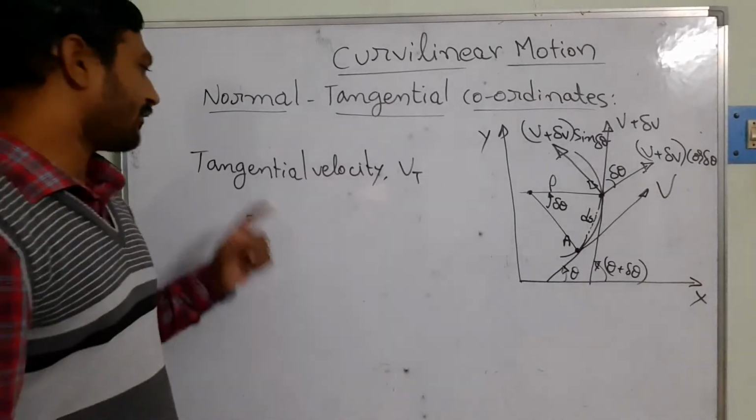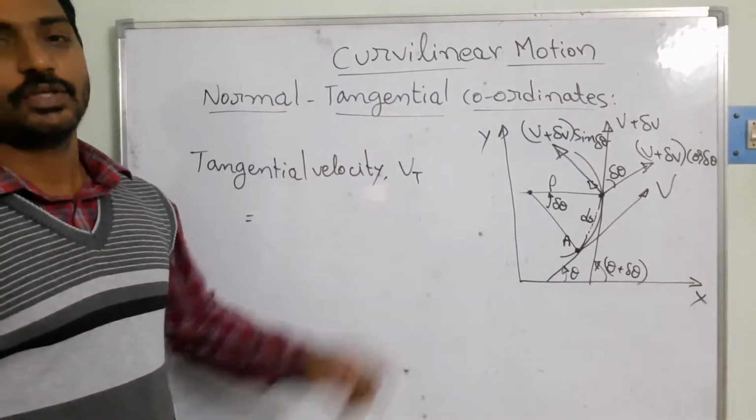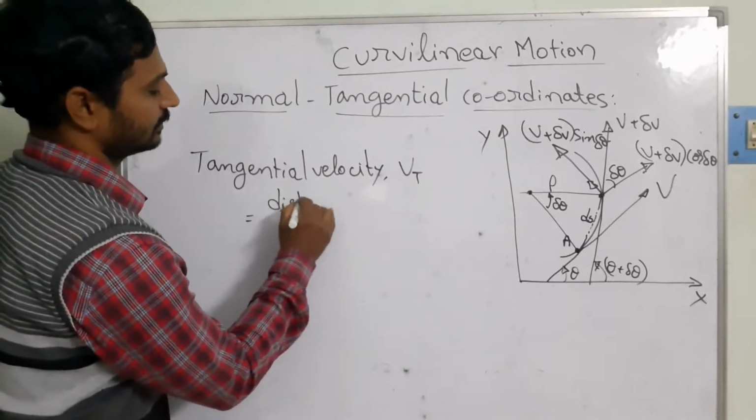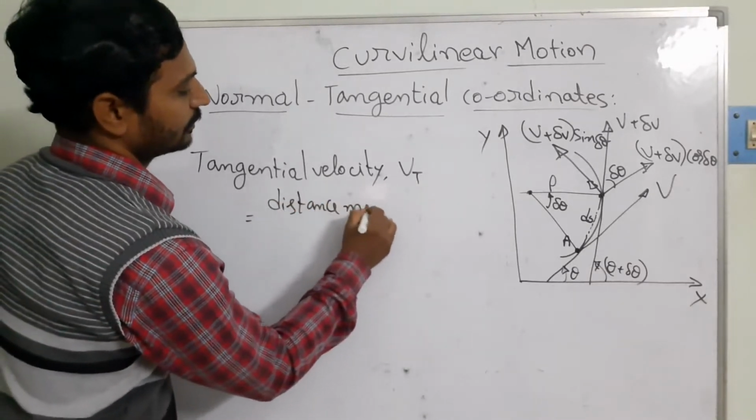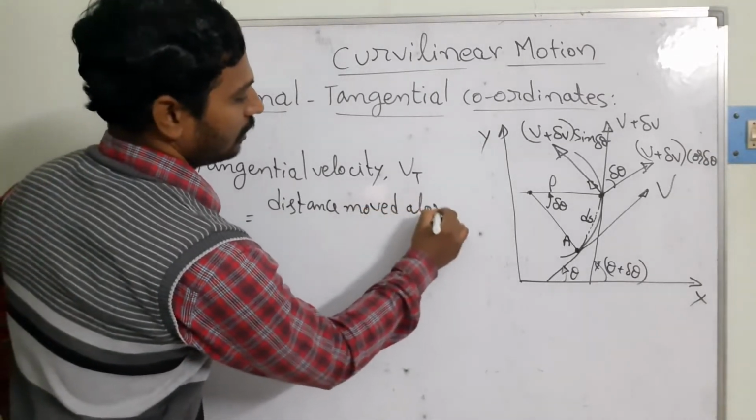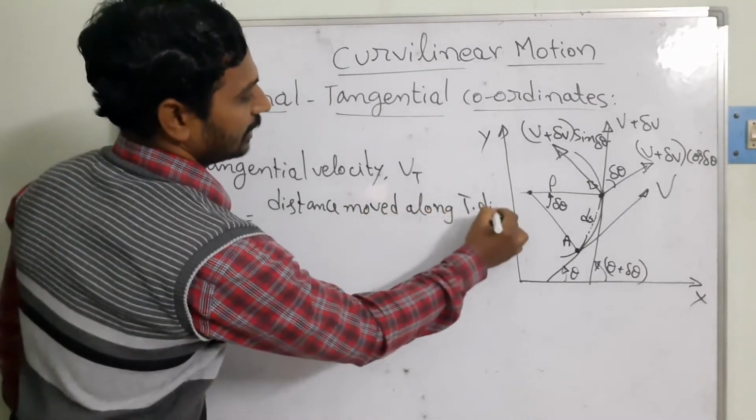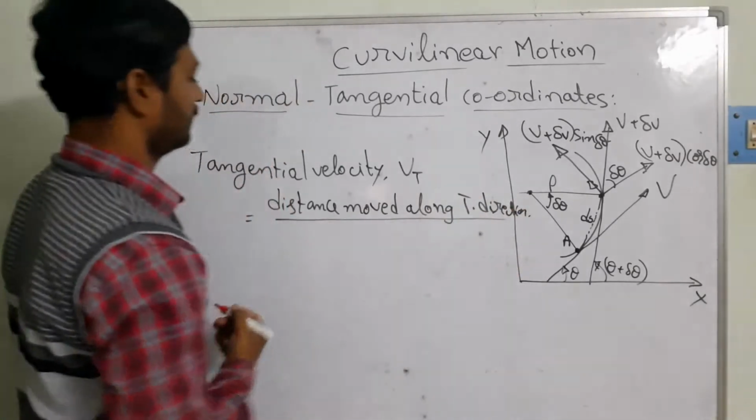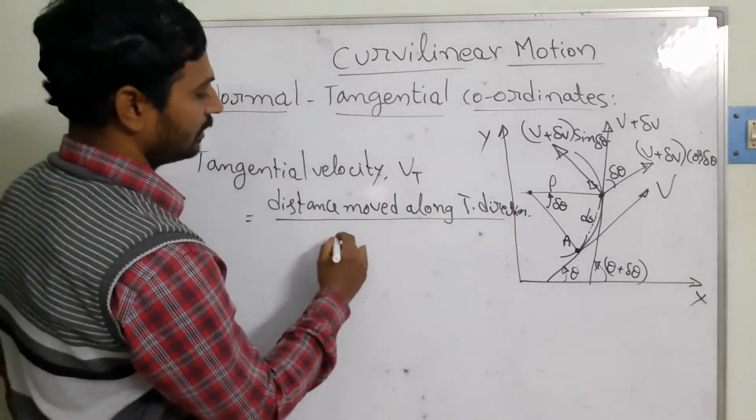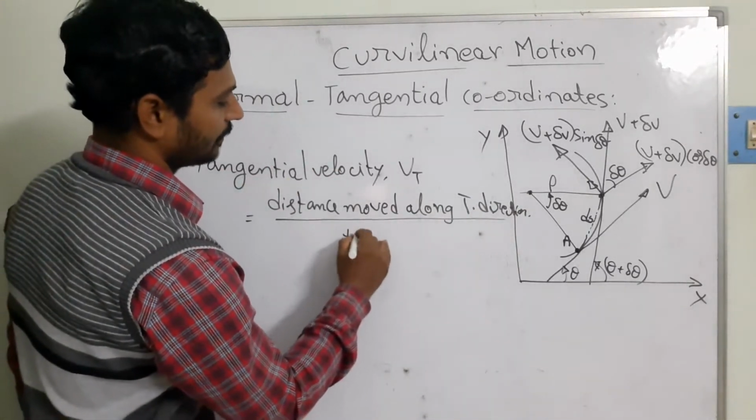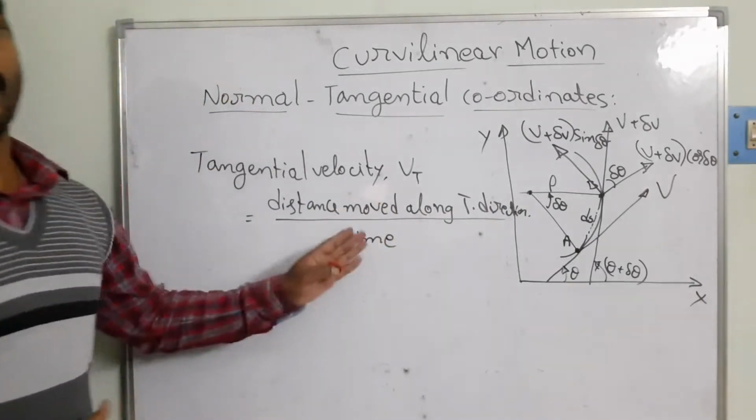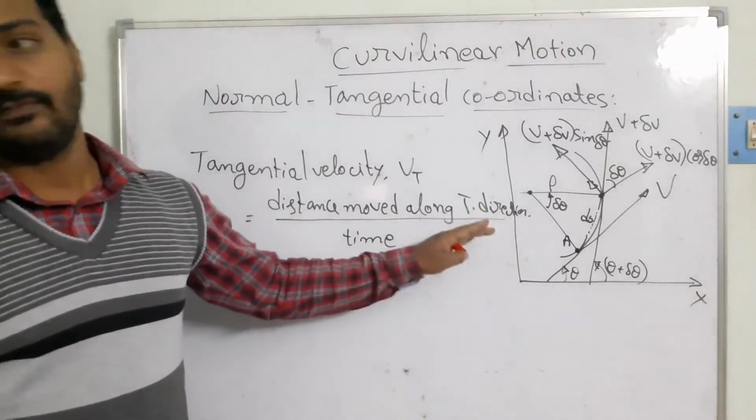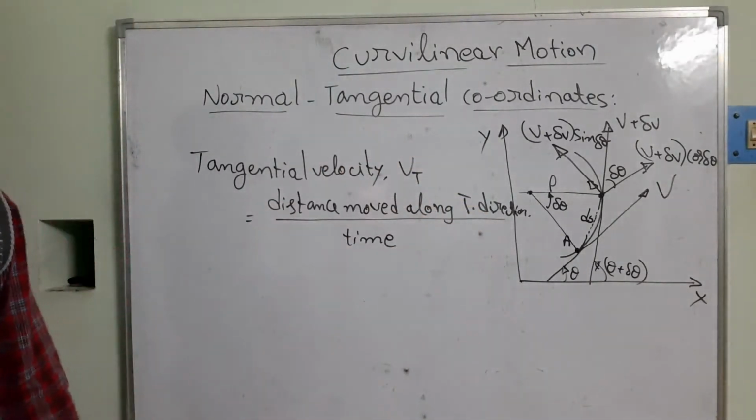So now we are finding the tangential velocity Vt. How to calculate it? The velocity is going to be the distance moved along the tangential direction divided by the time we are taking.